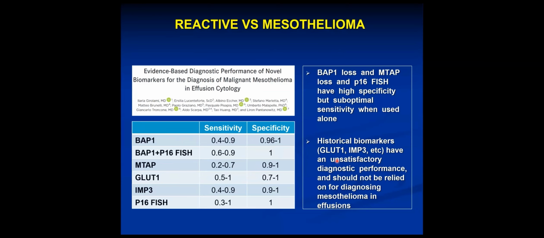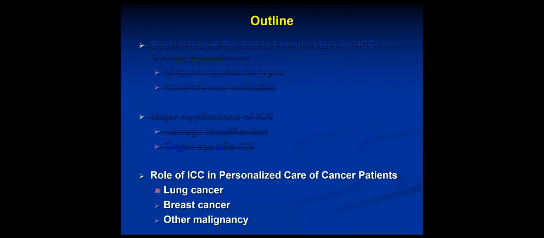Our challenge in cytology actually lies in distinguishing reactive mesothelial cells from mesothelioma. In a recent review paper, they evaluated biomarkers for this differentiation, and they concluded that BAP1 loss, MTAP loss, and p16 FISH exhibit high specificity, but less than optimal sensitivity when used independently. Meanwhile, historical markers such as GLUT1 and IMP3 demonstrate unsatisfactory diagnostic performance and should not be solely relied upon for diagnosing mesothelioma in effusion.